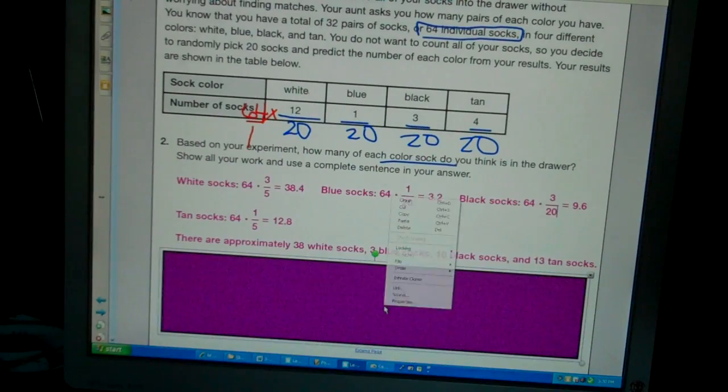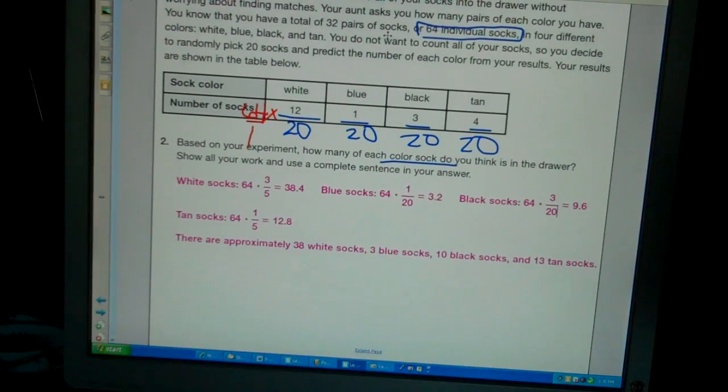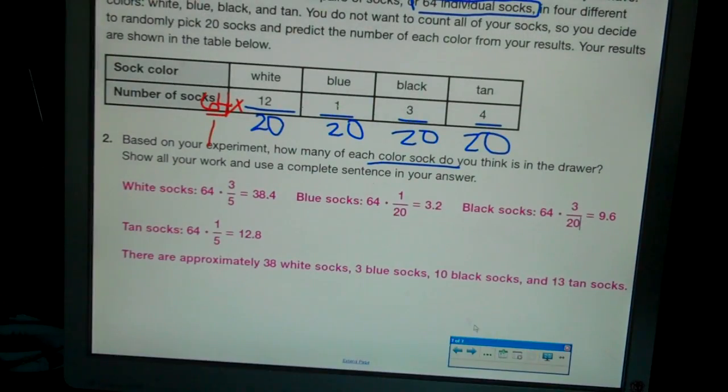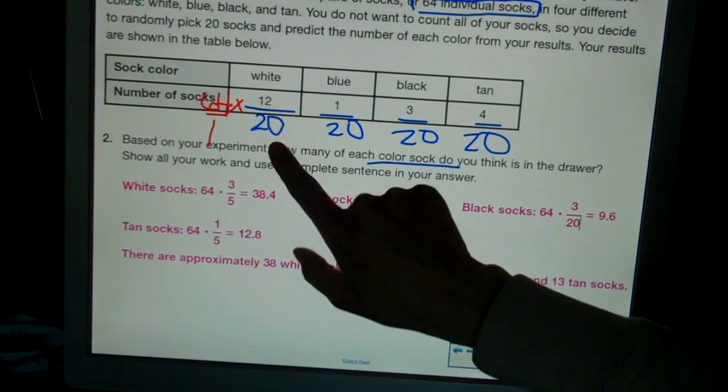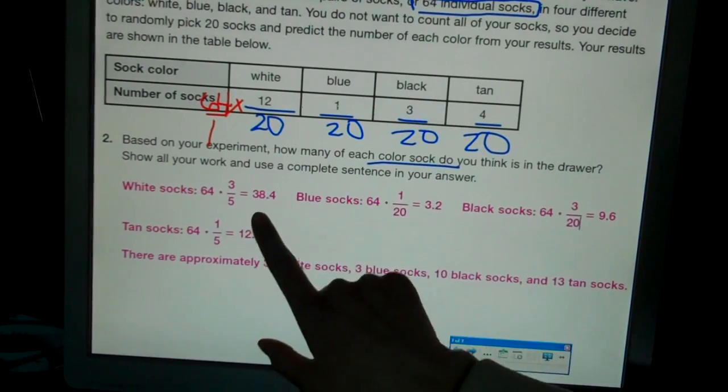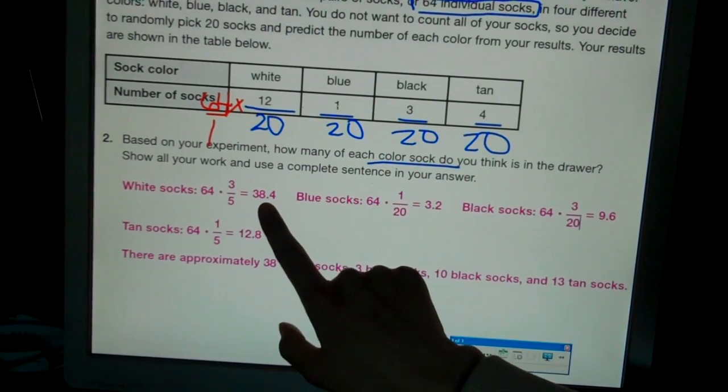And there they are. Let's go full screen so you can see that. So here it is. Of the white socks, 64 times 3 out of 5, or the 12 out of 20. It's just simplified. So I have approximately 38 white socks.